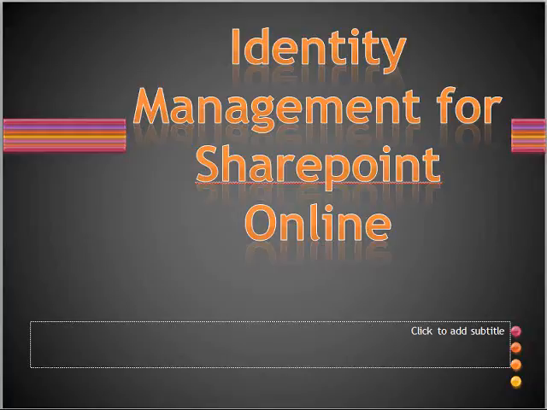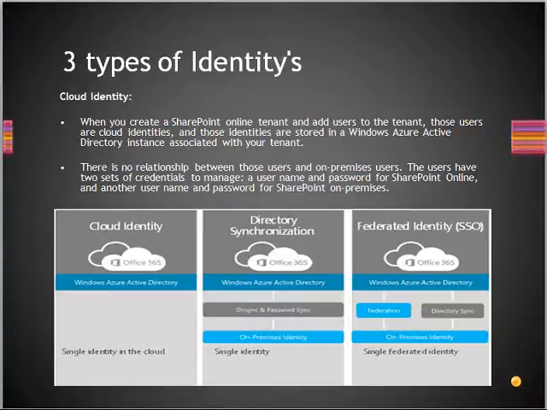Hey friends, today we are going to see the different options available for identity management for SharePoint Online. There are basically three options available for SharePoint Online for identity. They are called Cloud Identity, Directory Synchronization, and Federation Identity. Let's see in detail what these three options of identity provide.